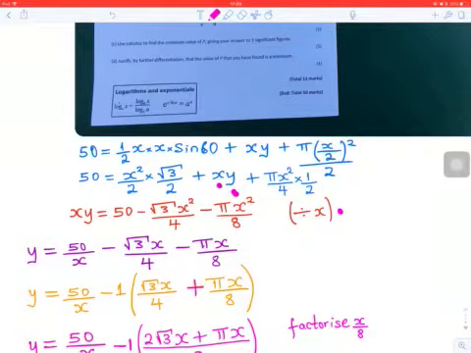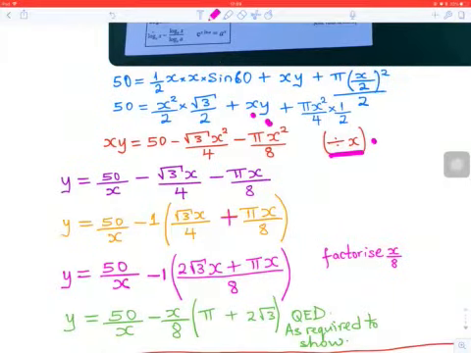Divide all through by x. Xy divided by x gives you y. 50 divided by x, and x will cancel from this. So you have root 3 over 4 x minus pi over 8 x. And you rearrange and factorize x over 8. X over 8 comes out of the bracket, and you get x over 8 bracket pi plus 2 root 3. QED means as required to show.